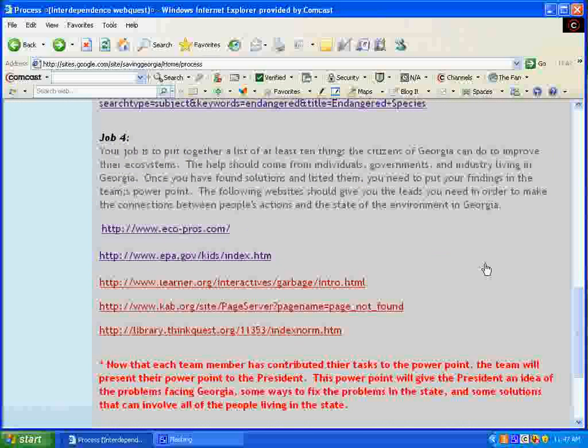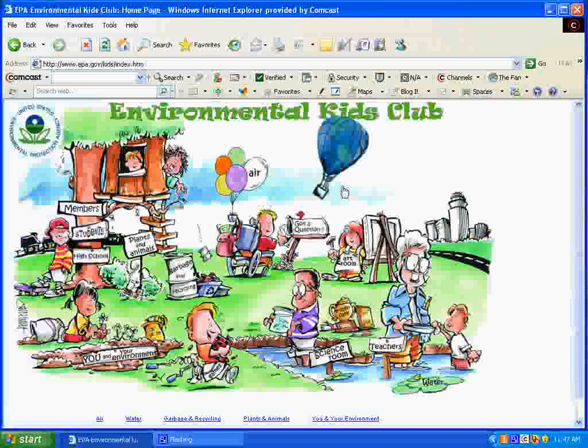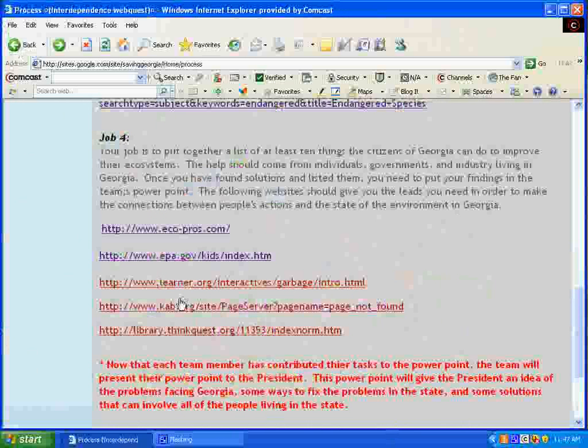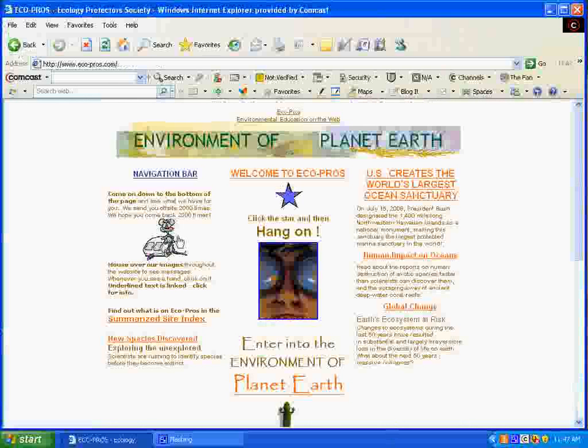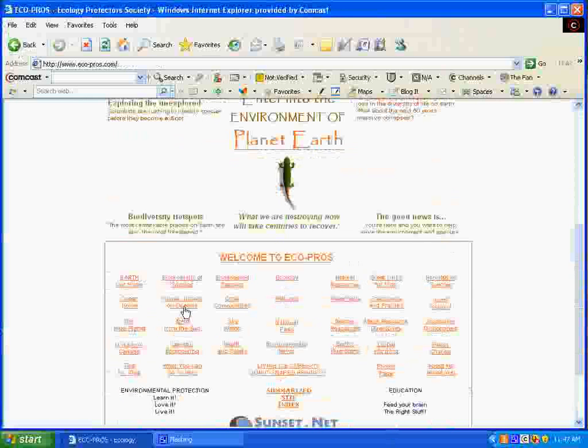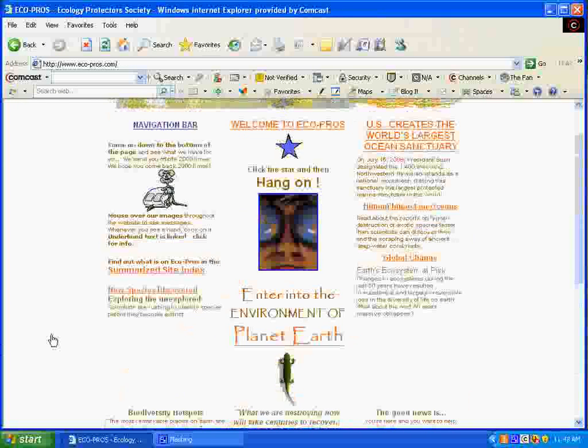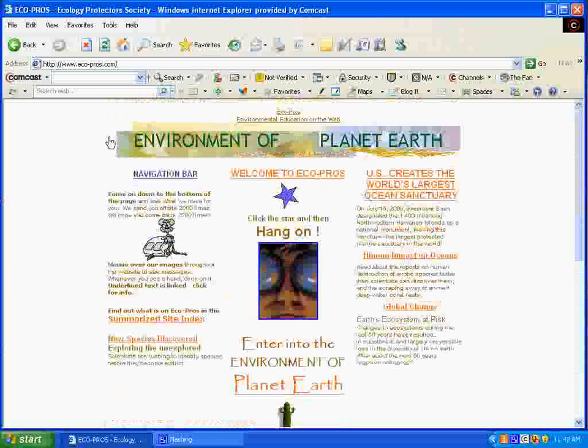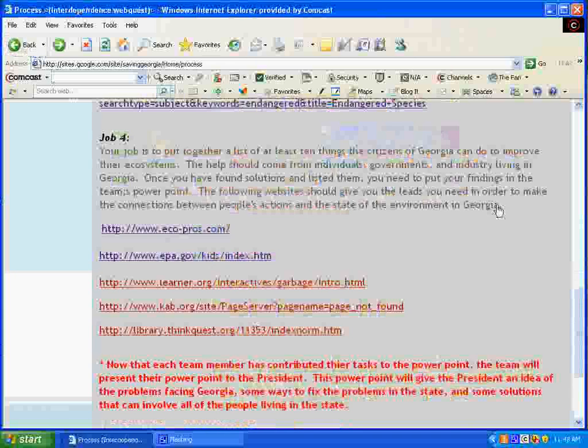The 4th job, we're going to figure out ways that as Georgia citizens we can improve the ecosystem, find ways that companies in Georgia can improve the ecosystem, and what the government can do to improve the ecosystem. And some places I've found for y'all: the EPA, epa.gov. It's a great, very user-friendly site. Also ecopros.com. It has the human impact for the oceans. Georgia's on the coast, so that's a great place to go. Look through this site and find things that we can do to improve.